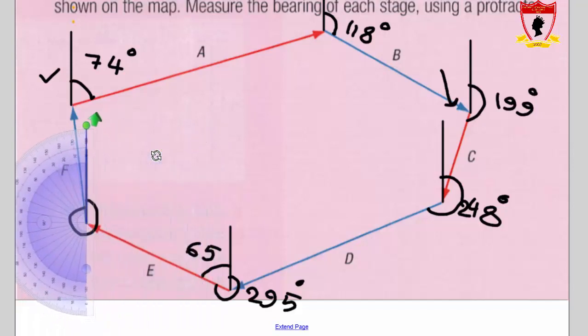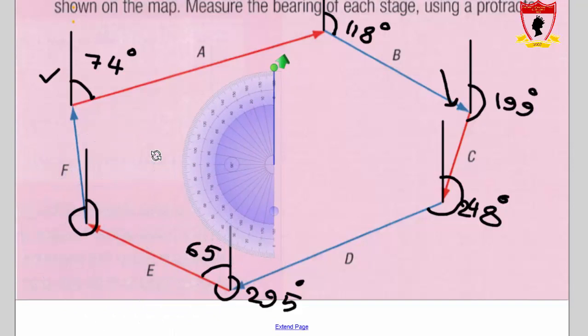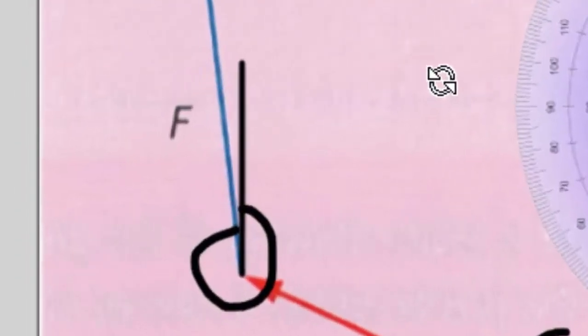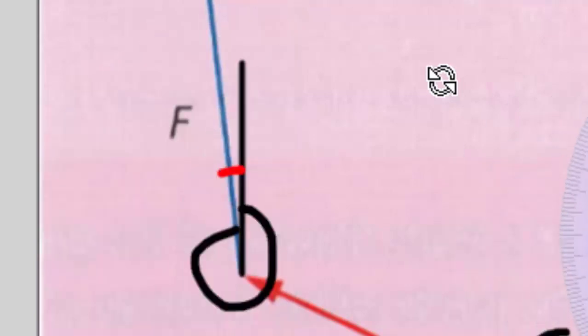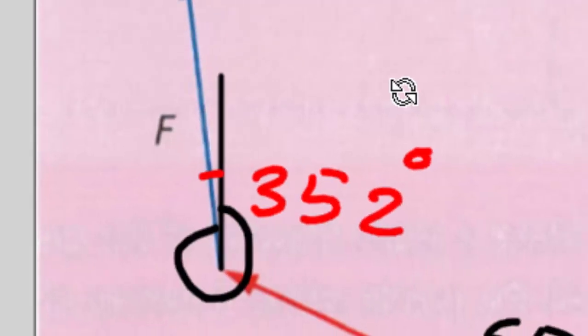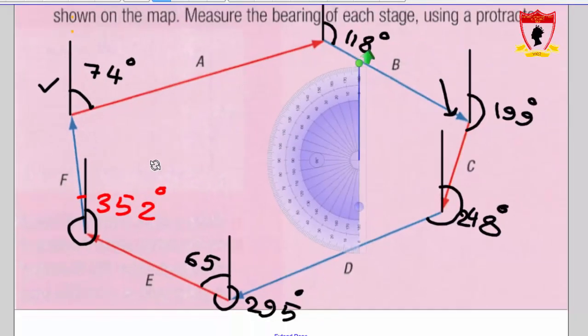And finally, this angle is more than 180. So we have to measure this tiny little angle here, and then subtract it from 360. This angle is 8 degrees. Then 360 minus 8 is equal to 352 degrees. Now we got all the bearings.